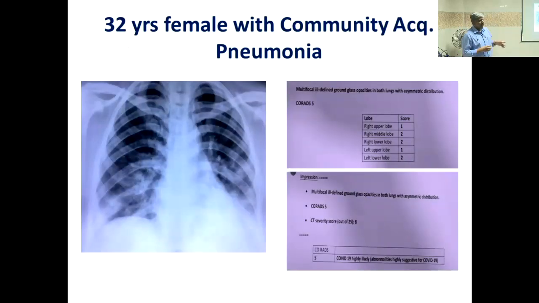This is a 32-year-old female with community acquired pneumonia, with bilateral basal infiltrates. This was in the middle of the COVID second wave, where all the pneumonias that we were seeing were COVID. This patient had a normal white cell count. The CT chest was done and the radiologist gave a scoring also. The scoring was 8/25 for COVID, so this looked like COVID.